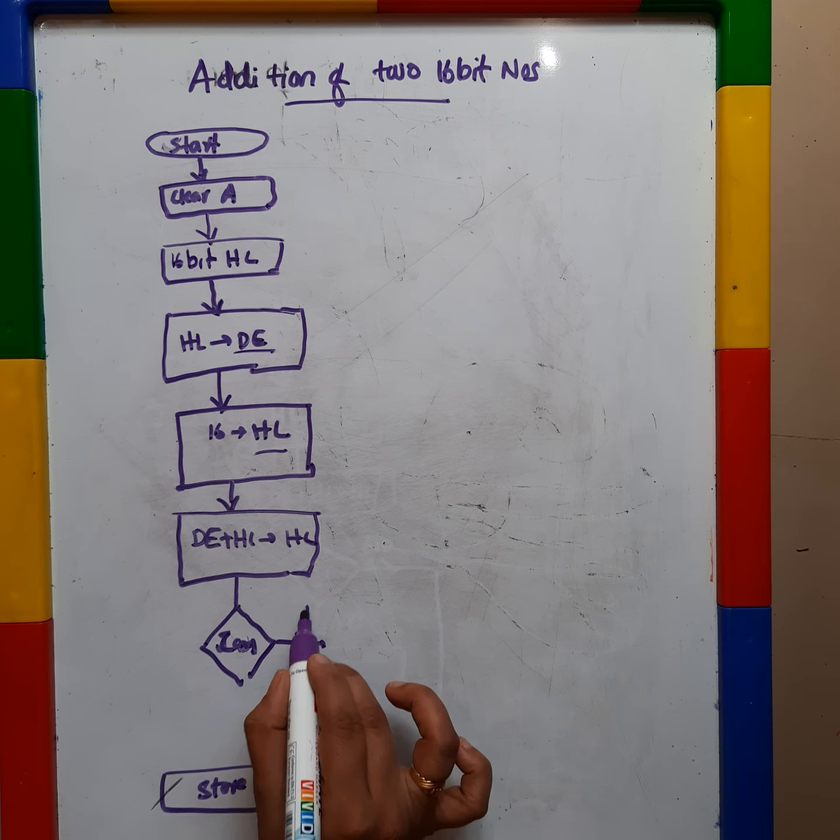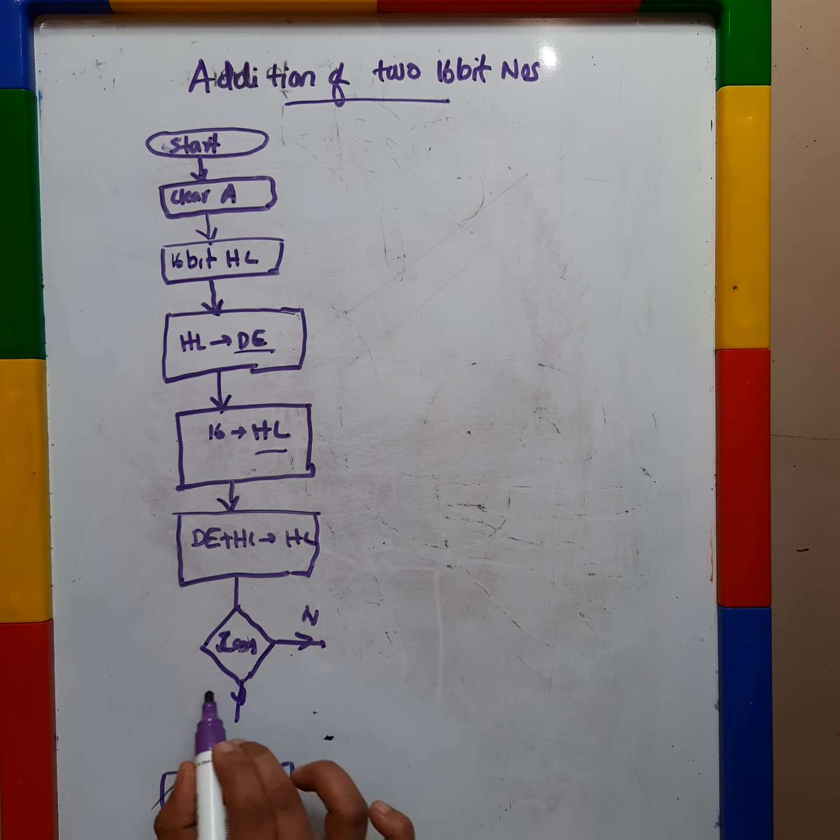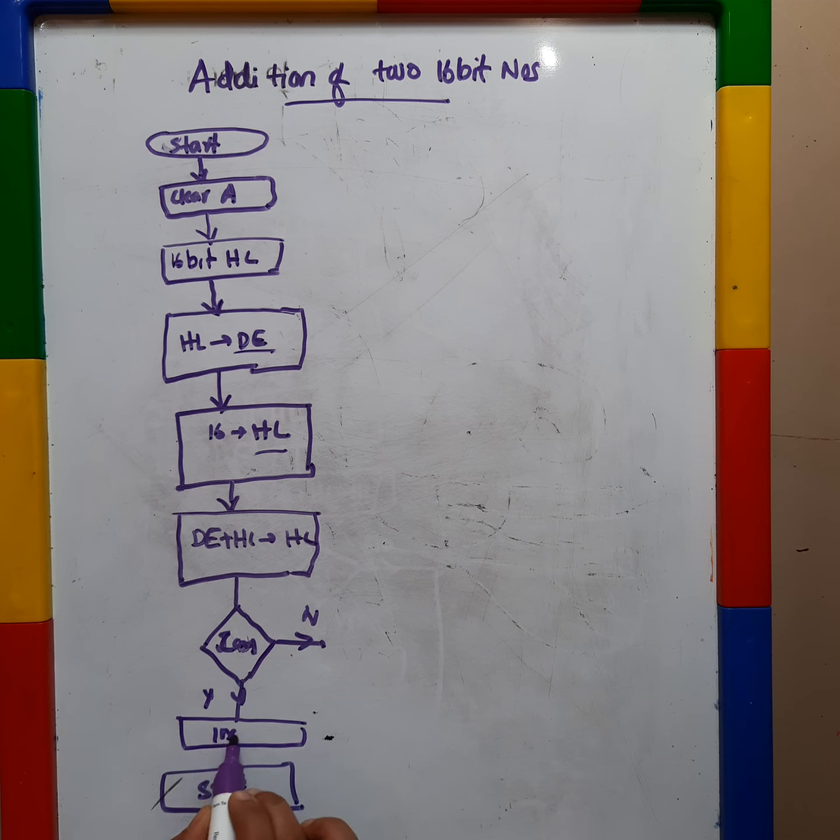If there is any carry, then we will increment the accumulator, whose content we cleared at first. To indicate the carry, we will increment the accumulator content, and then we will store the data of the HL pair into the memory, and after that we store the content of the accumulator also into another memory location to indicate the carry. The final step of this program is to stop the program.